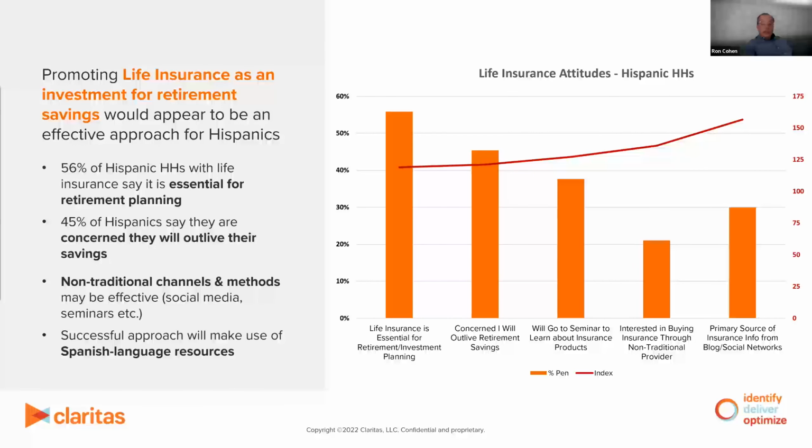Hispanics are also more likely to say that they would go to a seminar to learn about life insurance if it was available in Spanish, and that they're interested in buying life insurance through non-traditional providers if they had the opportunity. And 30% of them say they're getting their information about life insurance from social media networks or blogs. Why? Because no insurers are approaching them to inform them about it. And that's where they get their information.